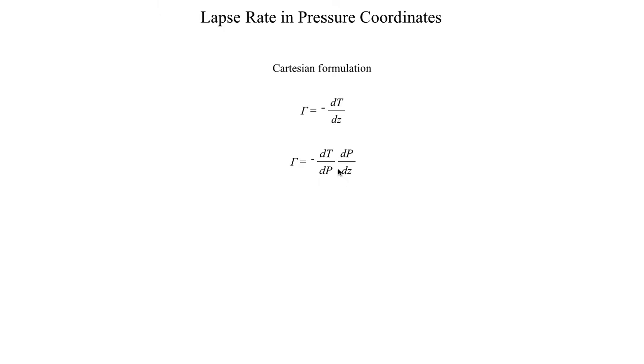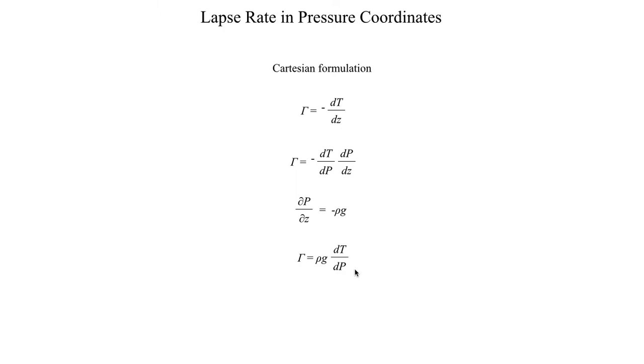Just like before, we also have to recall that dP/dz is equal to a very specific quantity in the atmosphere. This is the hydrostatic formulation, so dP/dz is equal to minus rho g. Just like before, we can take this expression for dP/dz equals minus rho g and plug it in for dP/dz. If we plug that value in and cancel out the negative signs, then we get that in pressure coordinates, the lapse rate is equal to density rho times acceleration due to gravity g times how temperature varies with pressure.